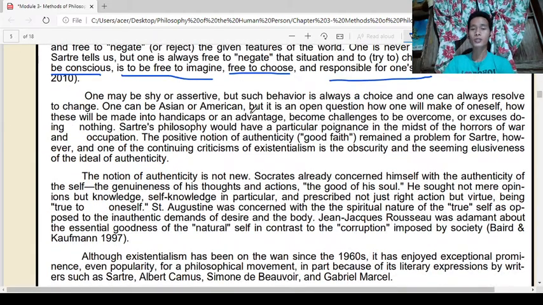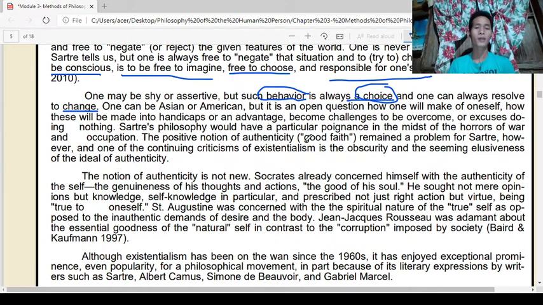One may be shy or assertive, but such behavior is always a choice. Take note, you can be shy as you are. You can be assertive as you are. But that behavior, according to the existentialist point of view, is always a product of one's choice. Imo nga own choice, 'di ba? Choice na nimo. Kung ulawon ka, choice man na nimo. And one can always resolve to change. Take note, change is the only permanent thing in this world. 'Di ba? Even behavior, even your personality, can be changed, as long as you want to change it.